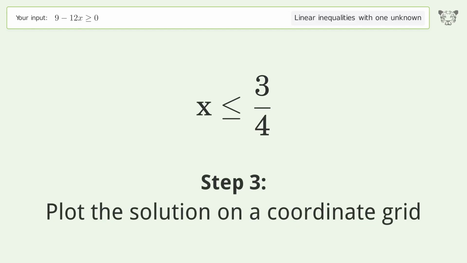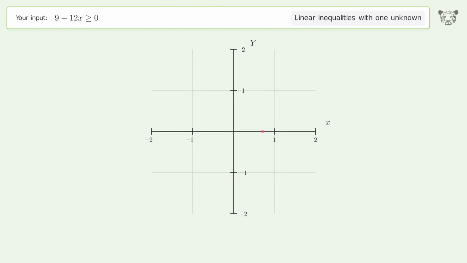Plot the solution on a coordinate grid. And so the final result is x equal or smaller than 3/4.